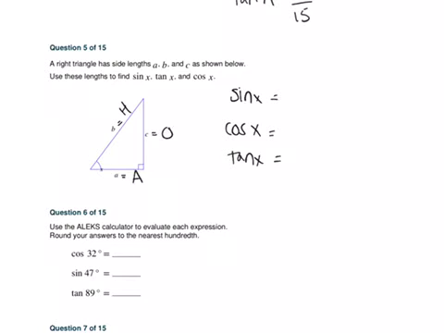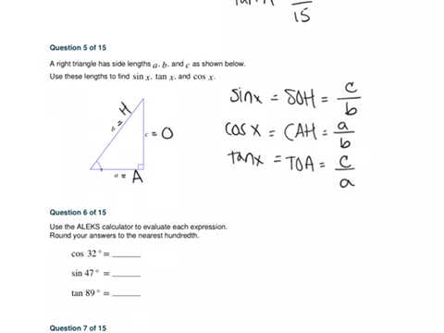So SOHCAHTOA. Sine is opposite over hypotenuse, so we're going to say C over B. Cosine is CAH, which is adjacent over hypotenuse, so we're going to say A over B. And tan is TOA, which is opposite over adjacent, so C over A, and you're done.